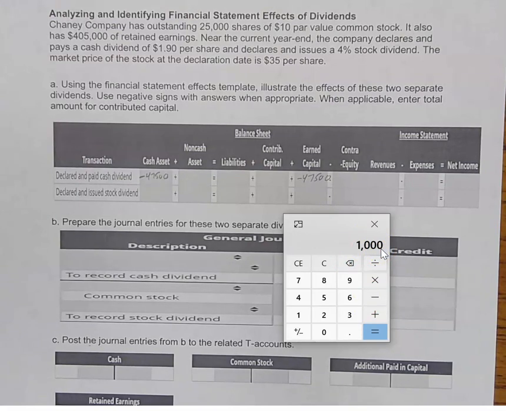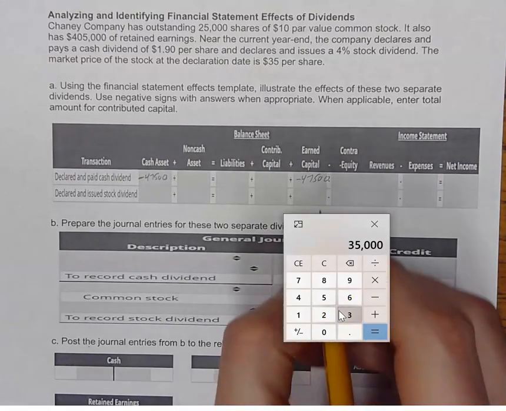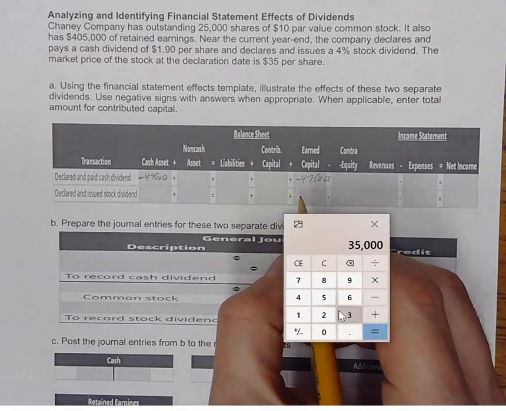It also has some further information here: the market price of the stock at the stock dividend declaration date is $35 per share. So we're going to multiply that by 35. And what we're going to do is subtract $35,000 directly from retained earnings.